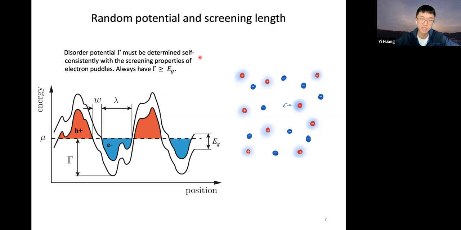So by self-consistent calculation, where we consider both the fluctuation of charge impurity potential and the screening properties of electron and hole puddles, we can self-consistently determine what the fluctuation of the disorder potential gamma is, and also what the screening length lambda is.